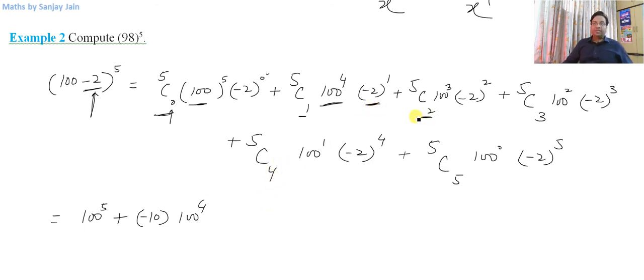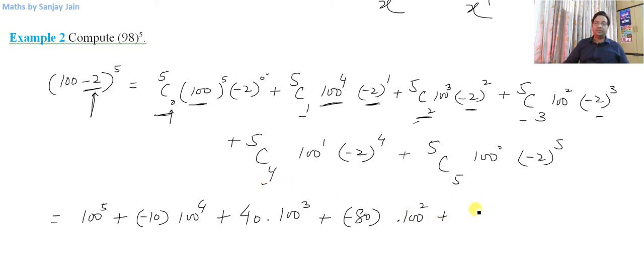Okay, so this is 5c2. 5c2 we know is 10, right? Because it is 5 into 4 by 2 into 1. So it will be 10 and this will give you 4 here. So let me write it as 40 into 100 raised to power 3. 5c3 is nothing but 5c2, which is 10. So 10 into minus 8 will become minus 80 into 100 squared. This is just a calculation. Other than that, this is a simple formula that we have learned, right?